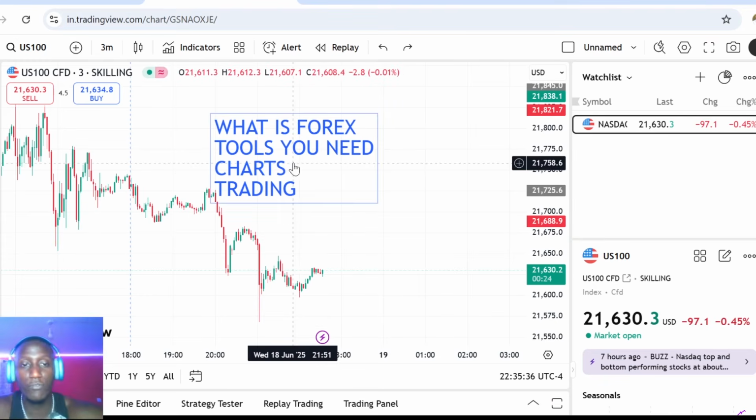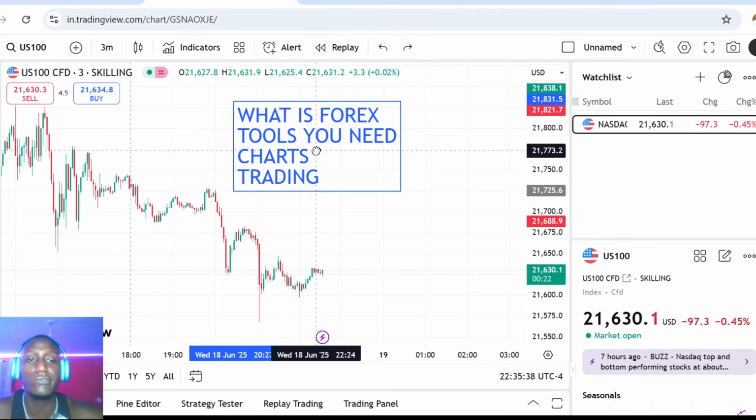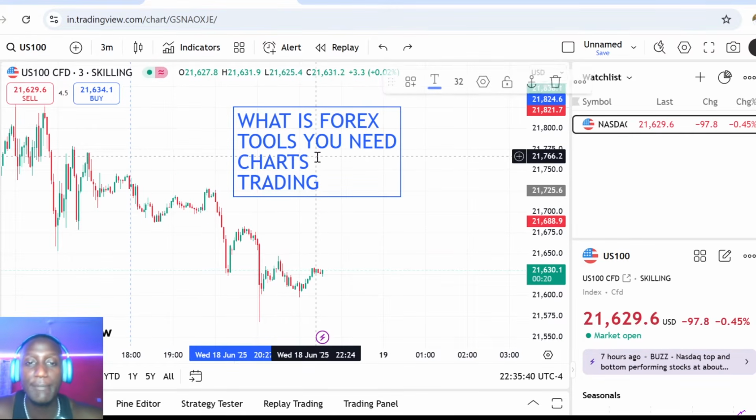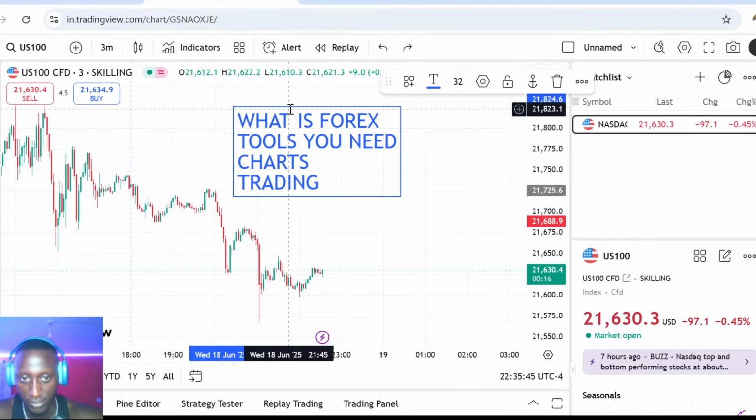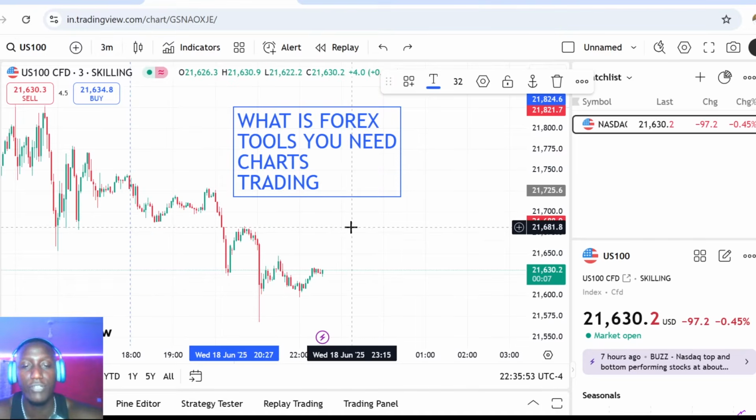Alright, so in order for you to understand exactly how normal people just like you and me are making money trading, you need to understand these four things. Number one is what is Forex trading. Number two is the tools you need. Number three is analyzing the charts. And number four is trading.